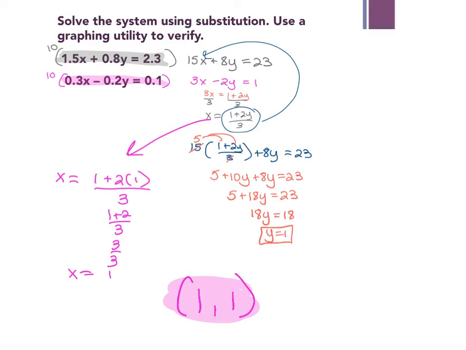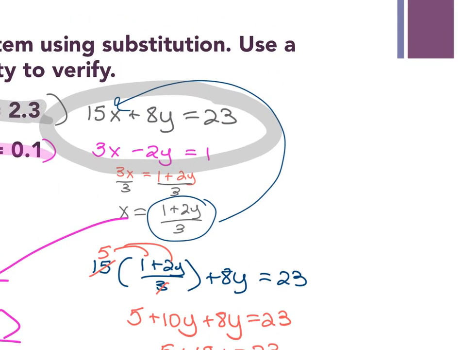So now the second part of this said use a graphing utility to verify. So if I come back up to my system, first of all, I would go to the one where we already got rid of the decimal, okay? But in order to plug these into your calculators, you've got to solve them for y. Very few of our calculators can change the variable. It does exist, but most of ours don't, which means we have to solve each of these for y.